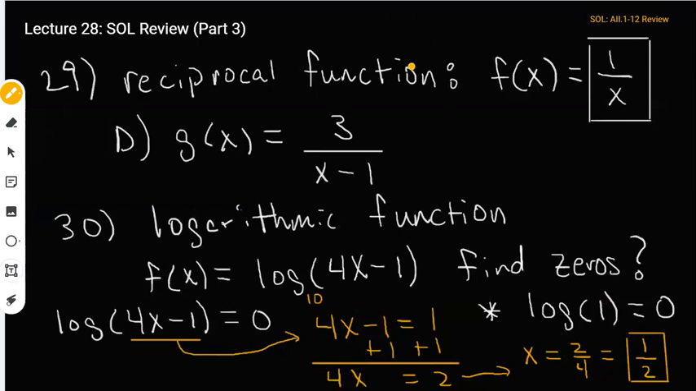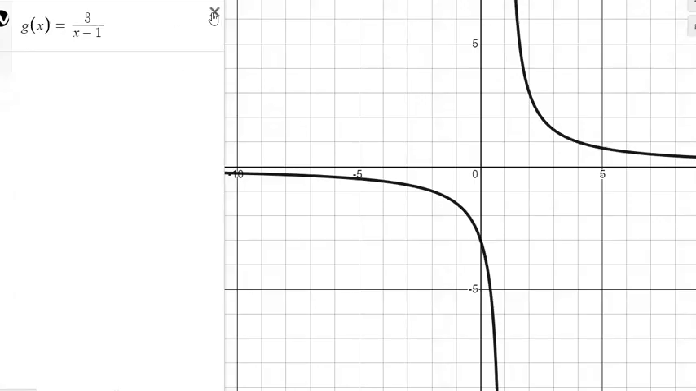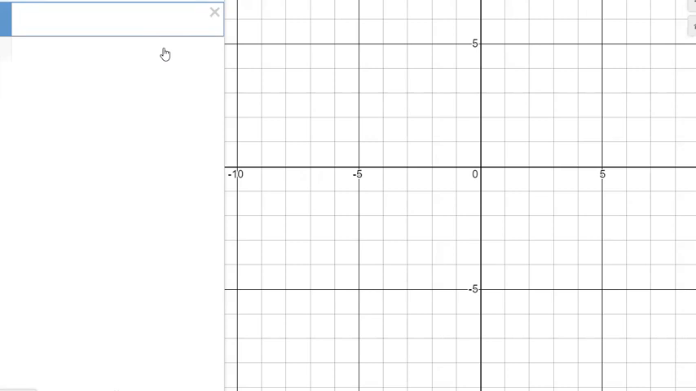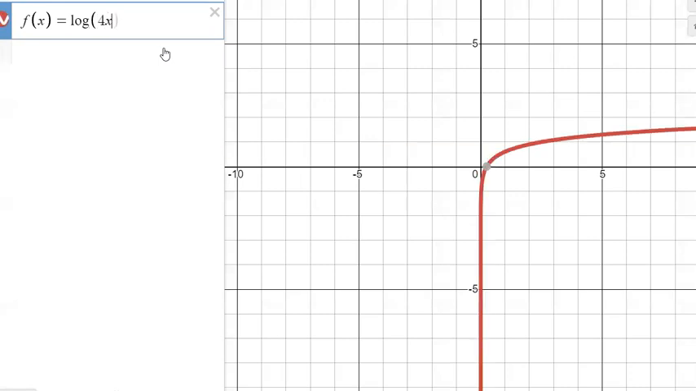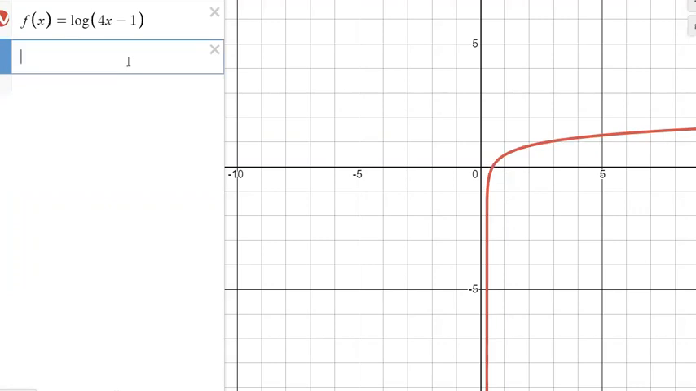Now, another thing that we can do to find zeros is we can graph it, right? So let's do that. So my function was f of x equals log of 4x minus 1, I think. And I get this red graph right here. Well, what is a 0? It's also where the graph crosses the x-axis. So where does this graph cross the x-axis? Right here at 0.5.